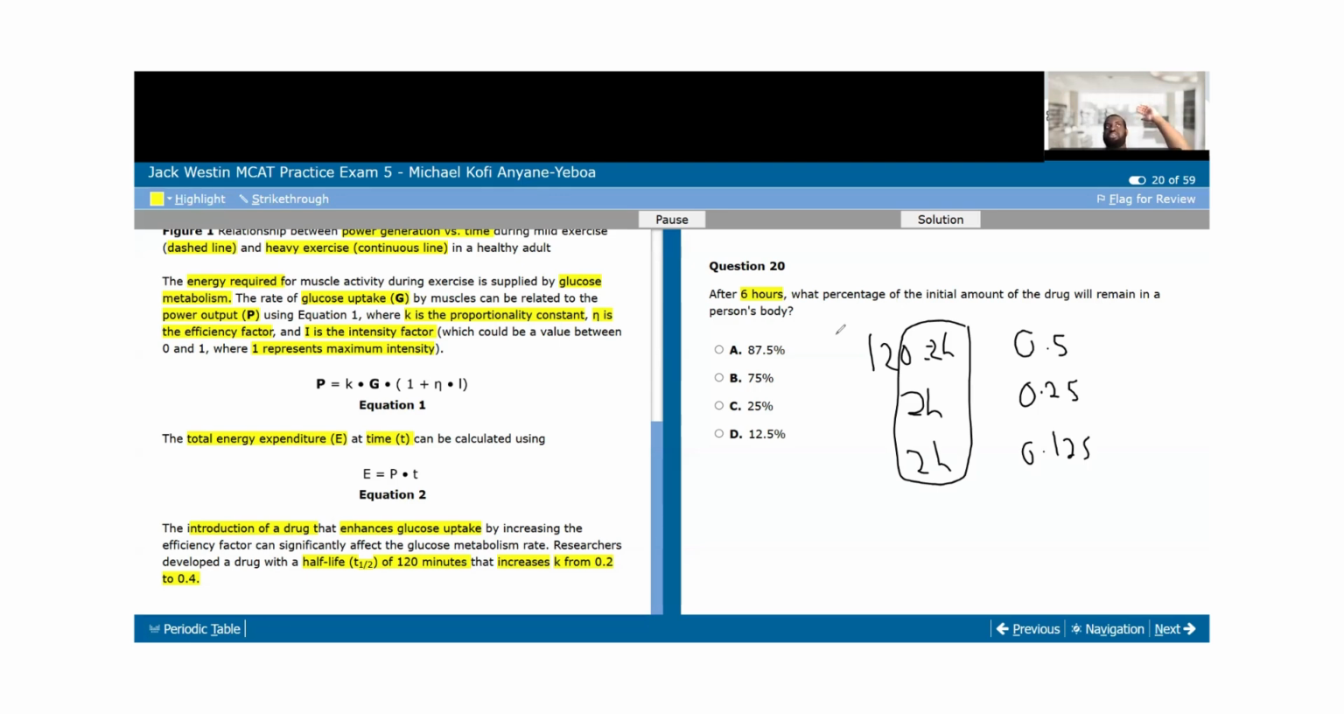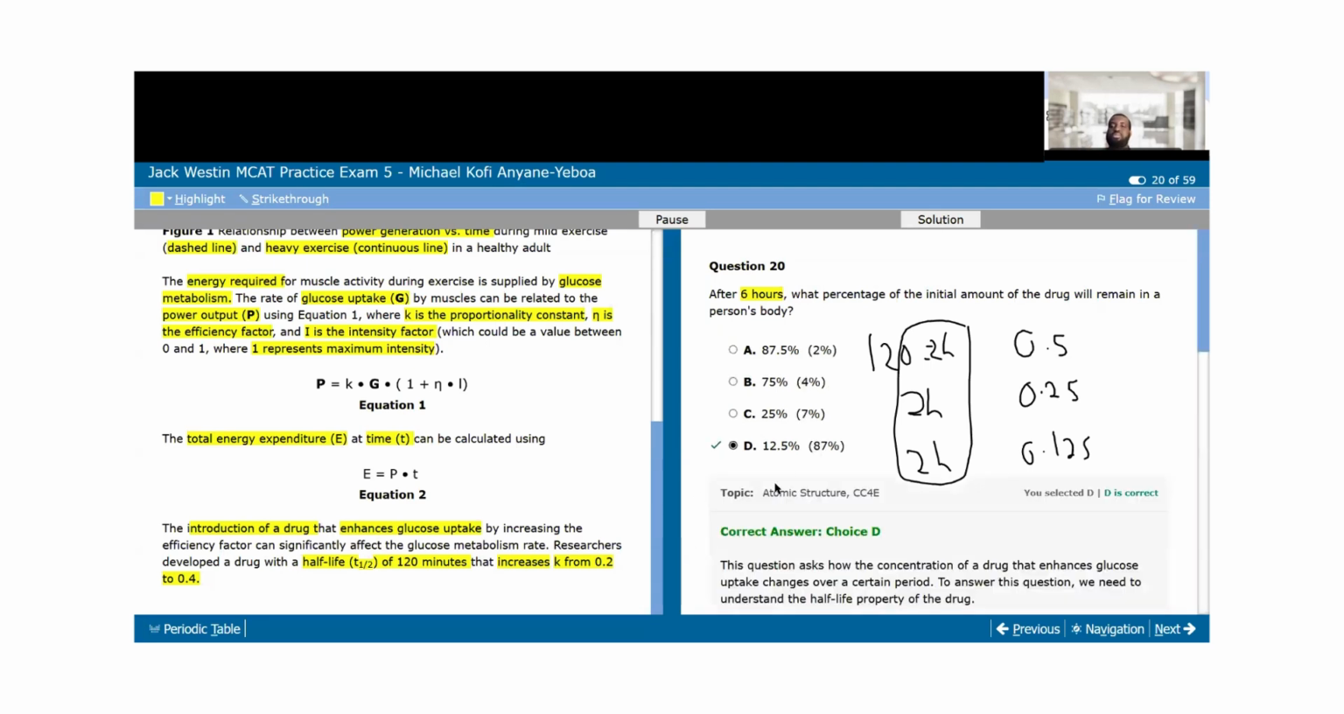Half-life. So we started with all of the drug, 50% went away in 2 hours, and we're left with 50%. Out of that 50%, half went away within the next 2 hours, and we're left with 25% of the original. And out of that 25%, half went away in the next 2 hours, so we're left with 12.5% of the original. So our answer here, we didn't need the formula. It was more conceptual. It's 12.5%, right? None of the others are right.